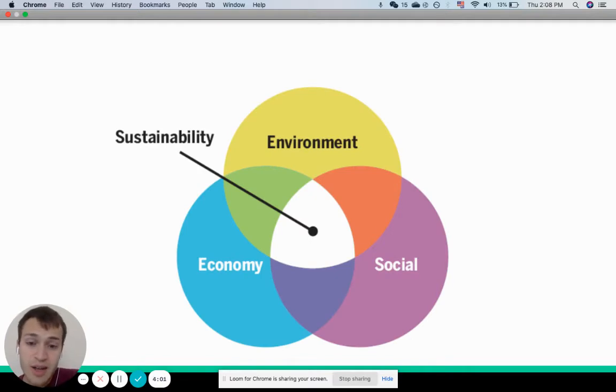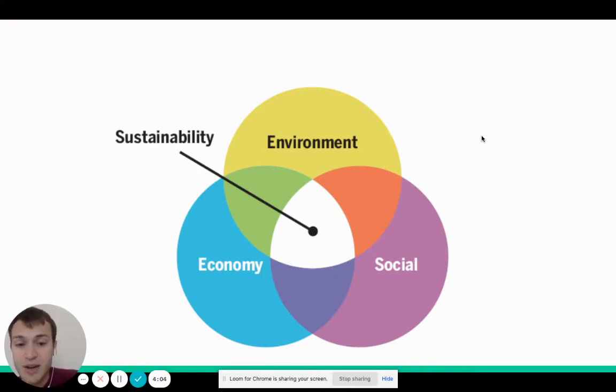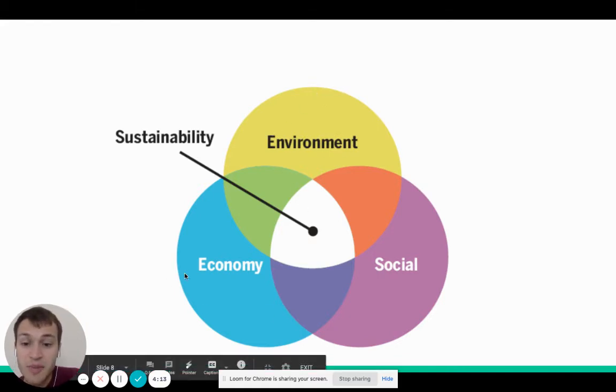So if we look at this diagram, you see there are 3 circles. Environment, which is sort of this yellowish green. The economy, which is this blue, and then social, which is this purple one. And you see that sustainability is the white in the center.